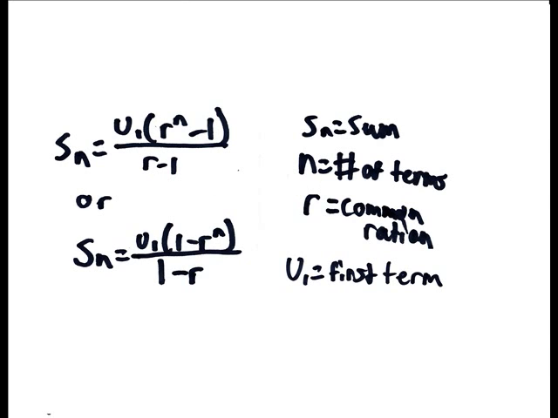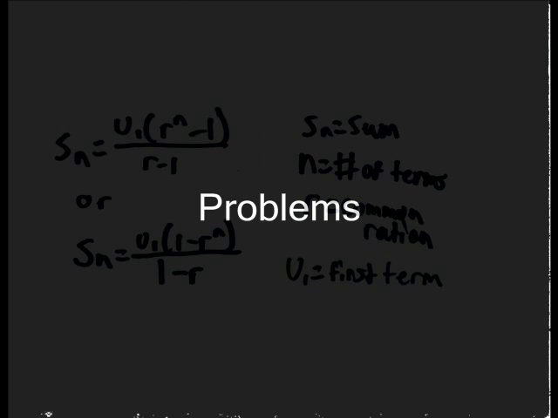Like arithmetic series, geometric series has two different formulas that you can use to solve for the sum. You can use Sn equals u1 times (r to the power of n minus 1) over (r minus 1), or alternatively you can use Sn equals u1 times (1 minus r to the power of n) over (1 minus r). In a geometric series, u1 is the first term in the series, r is the common ratio, and n is the number of terms in the series.